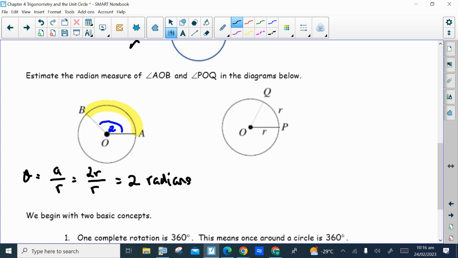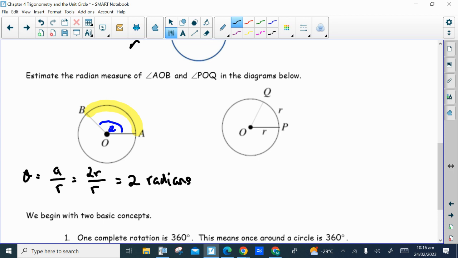Right? But if there's no degree symbol, if it's just a number, that means radians. Sometimes it'll be written radians. That tells you that it's radians as well. But if there is no unit, then that means the angle is in radians. When we're talking about an angle and no unit is given, it's in radians.